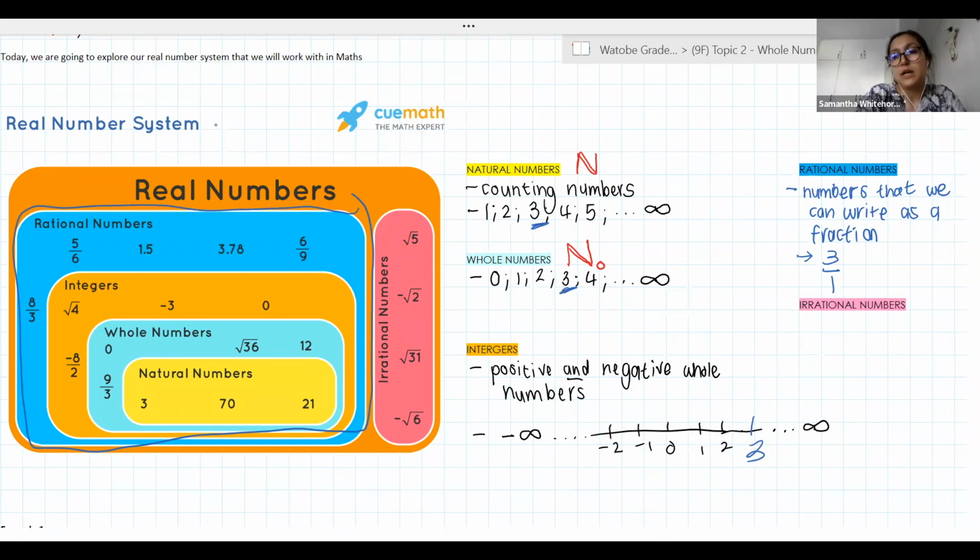Something like, let's take the decimal 0,3 recurring. I can write that as a fraction of 1/3. So as long as either the decimal or the whole number or the integer can be written as a fraction, as long as we can write the number as a fraction, it is a rational number. So even though we've got 1,5 and 3,78, those can be written as fractions. We know that 1.5 as a fraction is 3/2, and 3.78 as a fraction is not a very nice one, but 189/50. So as long as I can write it as a fraction, it is a rational number.